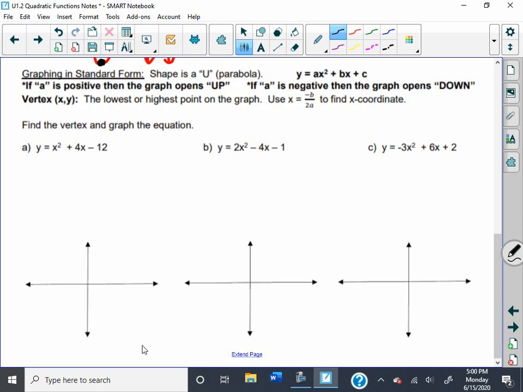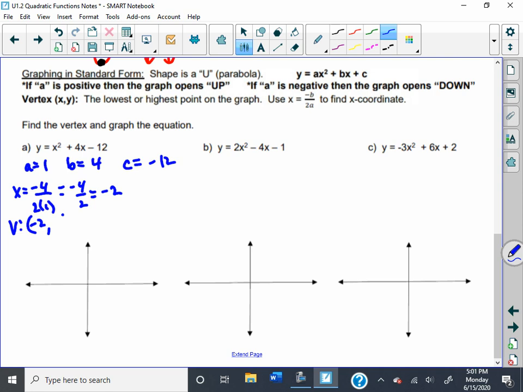All right, so for our vertex, we have to use negative b over 2a. If you look at this in standard form, a is 1, b is 4, and c is negative 12. Now we're not going to use the c value right now for the vertex. We just use the a and the b. So x equals negative b over 2 times a, and so it's negative 4 over 2, and that's negative 2. So when we state what the vertex is, the x coordinate is negative 2.